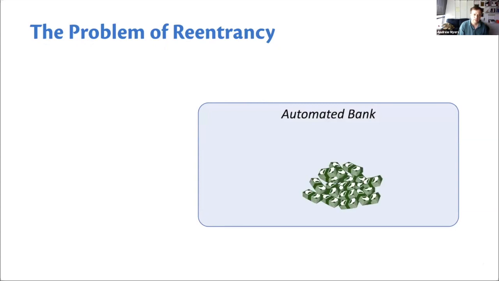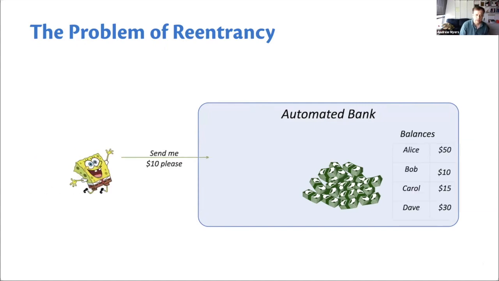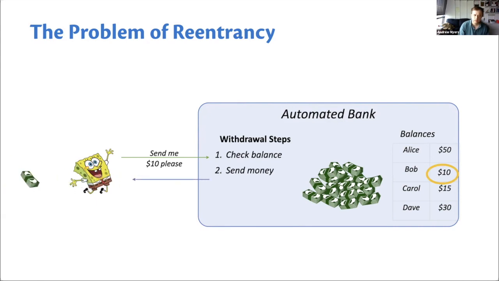So we have some kind of automated bank like that contract that I was just showing you, and it has a set of balances. And now we have a user, Bob, who comes along and says, send me some money. So he's calling that withdraw function that I showed you. And so what the code I showed you did was it checked the balance, it sent money back to Bob, and then waited for Bob to return, and then decreased the balance.